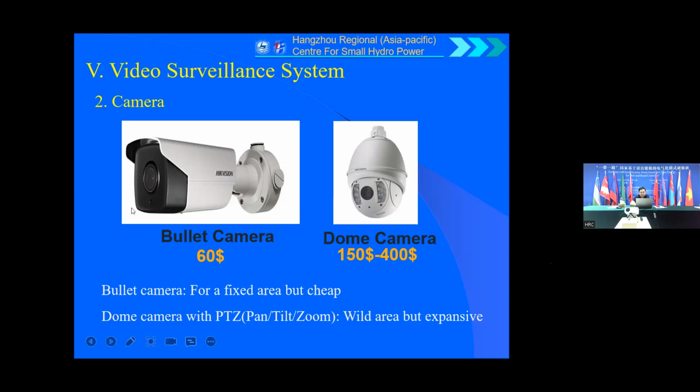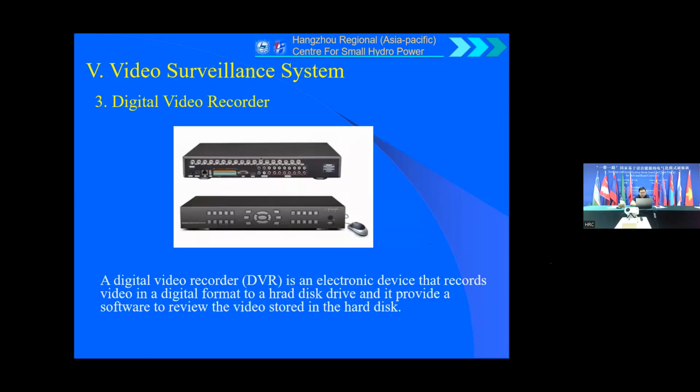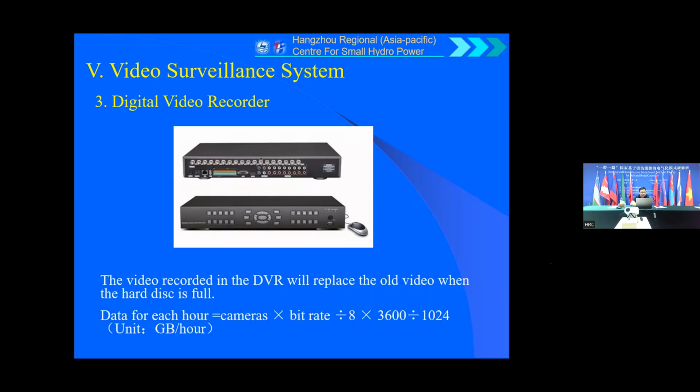Normally in China, one bullet camera costs about $60, and a dome camera will be $150 to $400 each. For the digital video recorder, a DVR is an electronic device that records video in a digital format to a hard disk, and it provides software to review the video stored on the hard disk. The video recorded in the DVR will replace the old video when the hard disk is full.